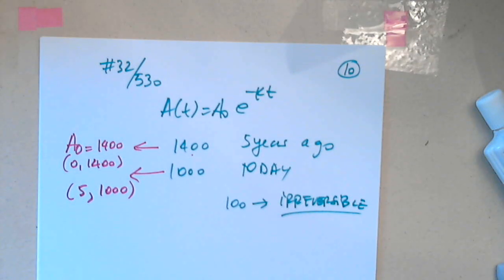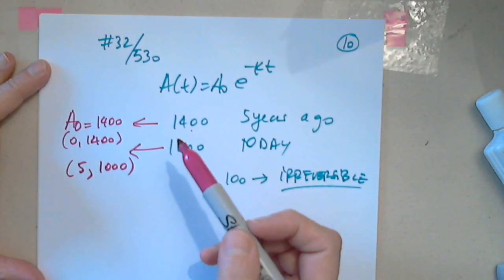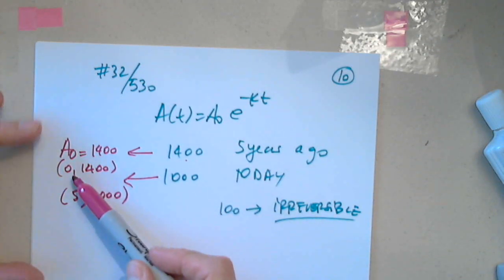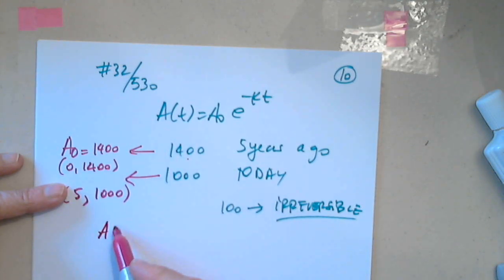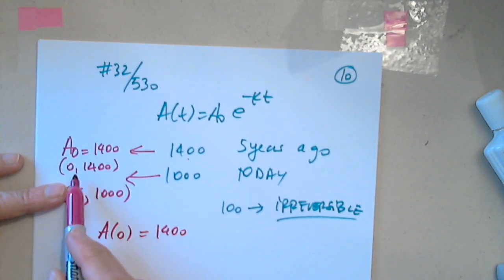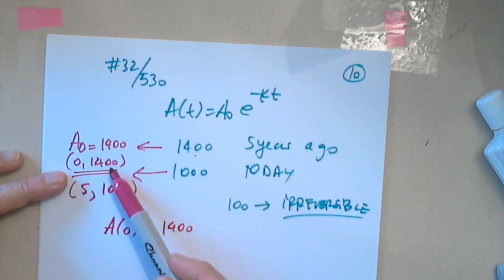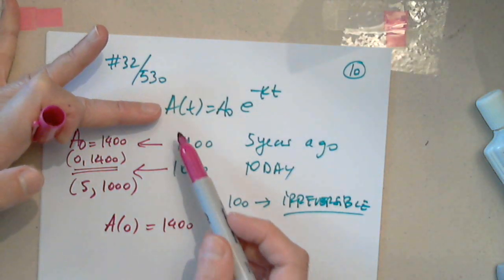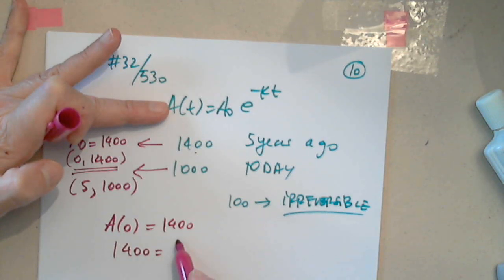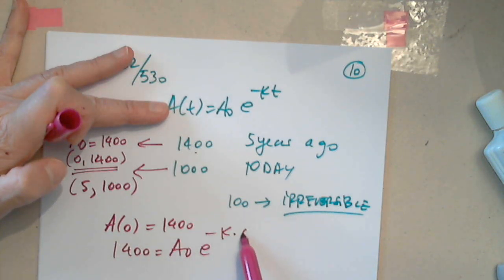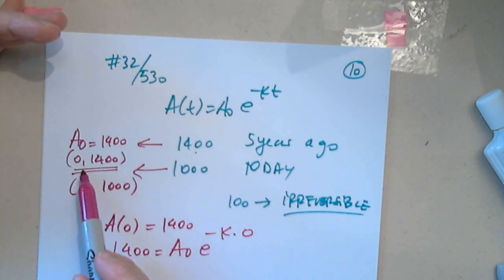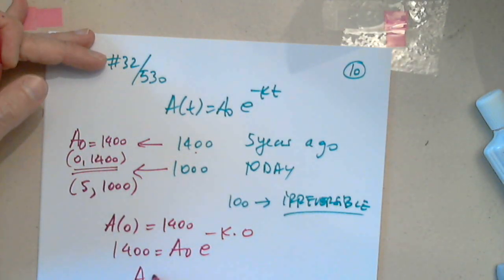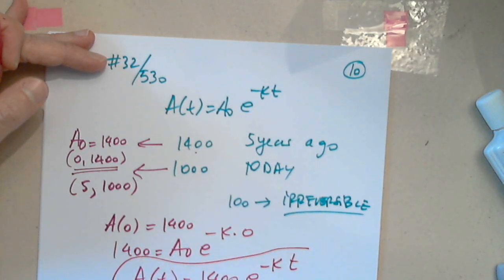So in the model, I would plug in this first point. I don't really need to, because when I plug in 0, I get 1,400. But let's say when I plug in 0, A of 0 is 1,400. That's what this point is telling us. So 1,400 equals A0 times e to negative k times 0. But this is 0. E to 0 is 1. So we know that the initial value is 1,400. So then the model is 1,400 e to negative kt for now.